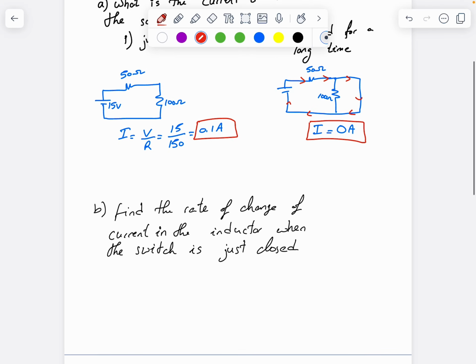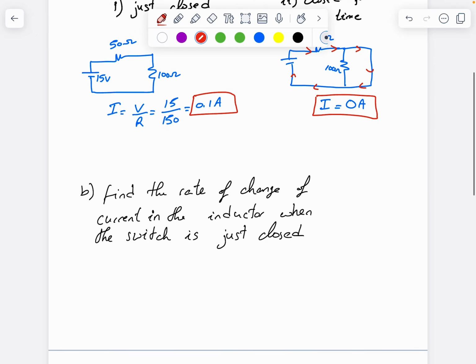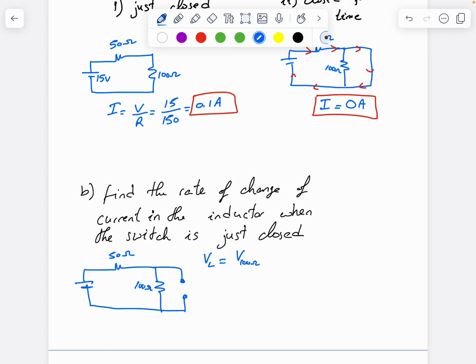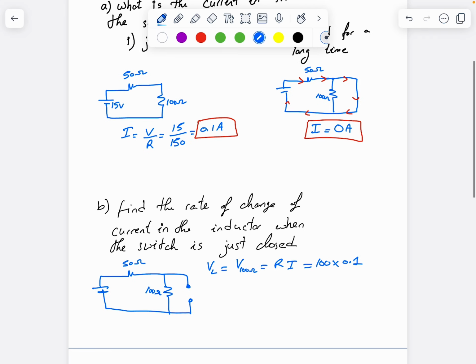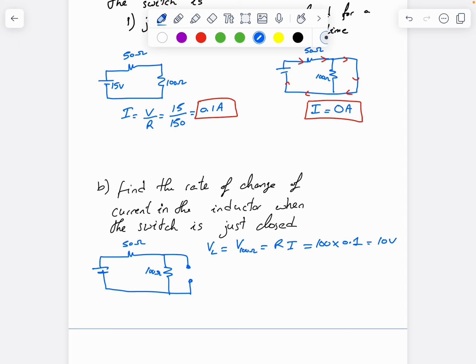Part B, find the rate of change of current in the inductor when the switch is just closed. This is the circuit when the switch is just closed. So let's redraw it again. You have the battery, the resistor, the other resistor, and the inductor, which is again an open switch at time equals 0. This means that the inductor is parallel to the 100 ohms, so they have same voltage. So voltage of the inductor is the same as the voltage of the 100 ohms. Using Ohm's law, it's Ri. So it's 100 multiplied by the current, which is 0.1. So the voltage will be 10 volts.